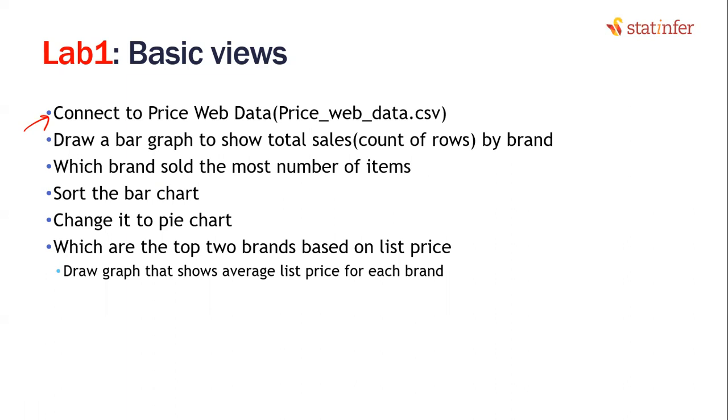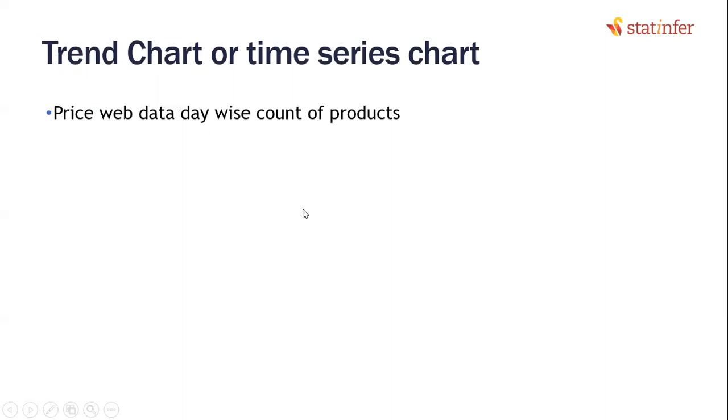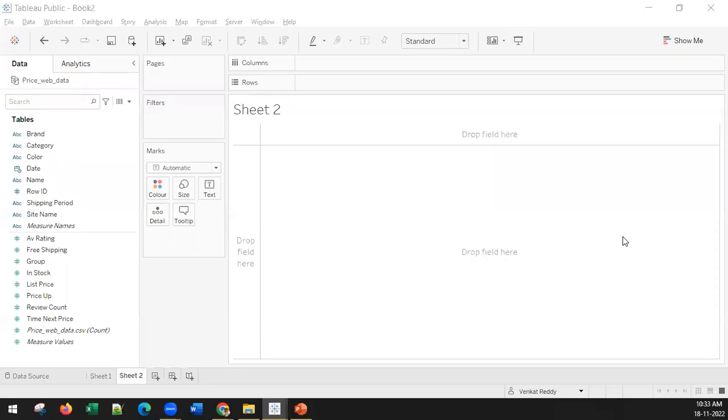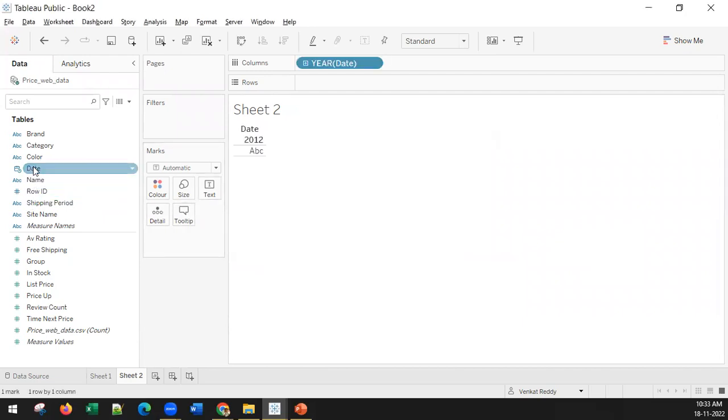Okay. Let's go to the next exercise. Next one is day wise count of the product. Let us try to create a time series chart. Let us see how a time series chart is drawn. What we want to show here in a time series chart. What is a time series chart? Time will be one of the factors. So what we want to show is daily how many items we have sold. So daily the count of items.